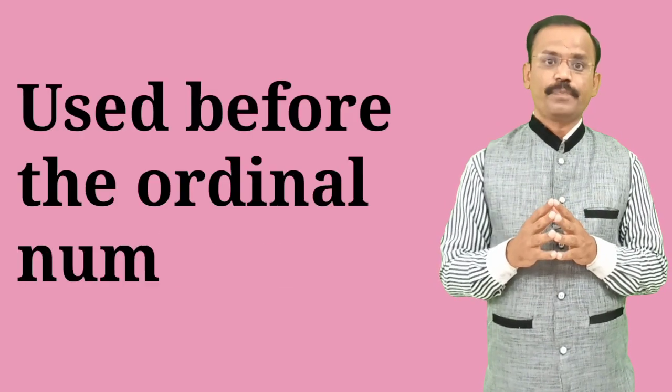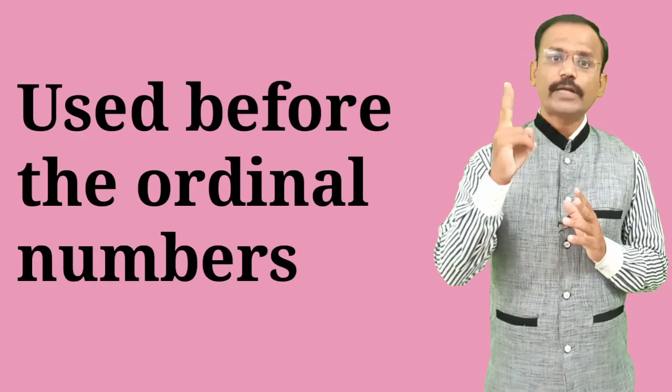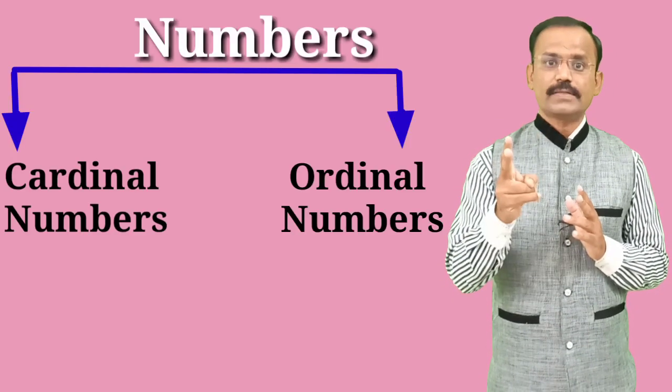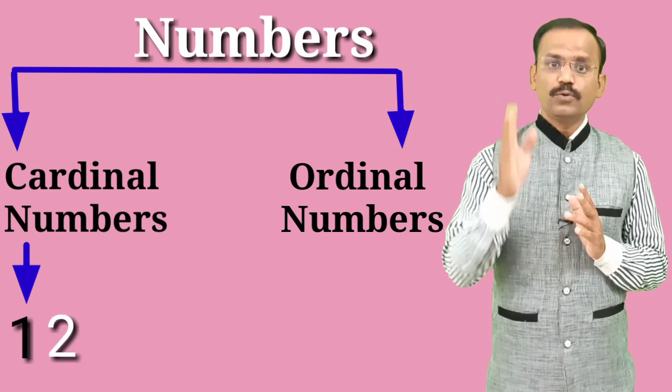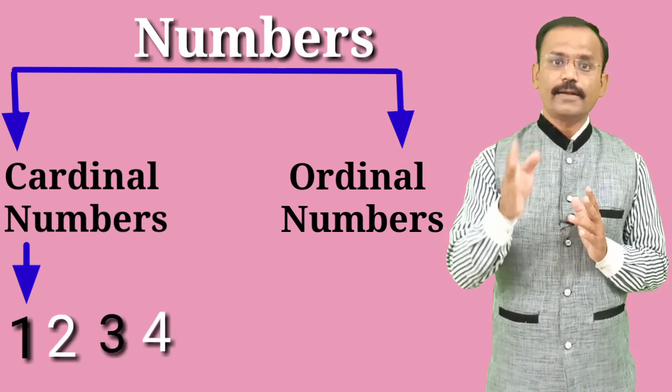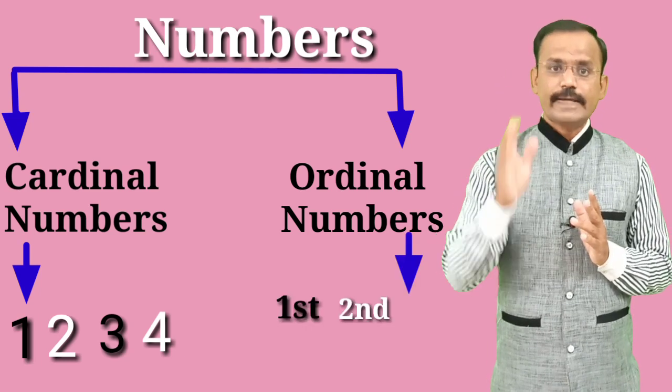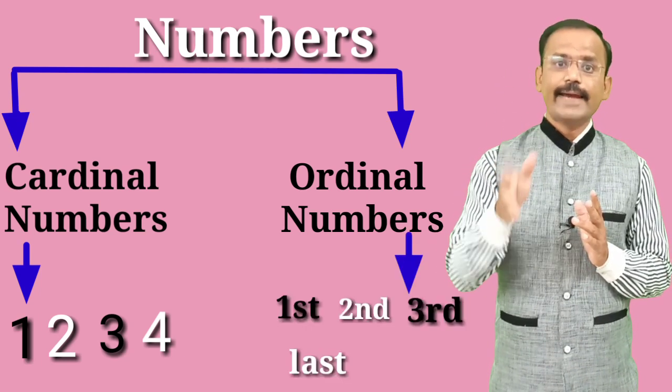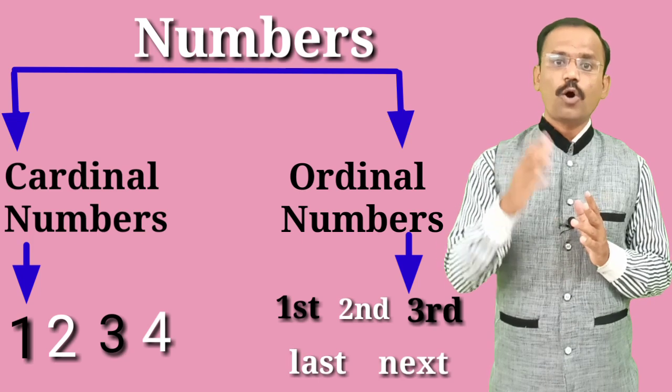The is also used before the ordinal numbers. In English, there are two types of numbers: cardinal numbers and ordinal numbers. 1, 2, 3, 4, etc. are cardinal numbers. First, second, third, last, next, etc. are ordinal numbers. They show order and therefore they are called ordinal numbers. Before such ordinal numbers, the is used.